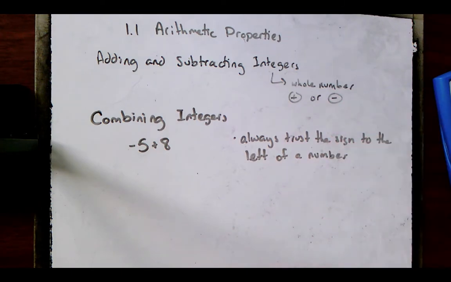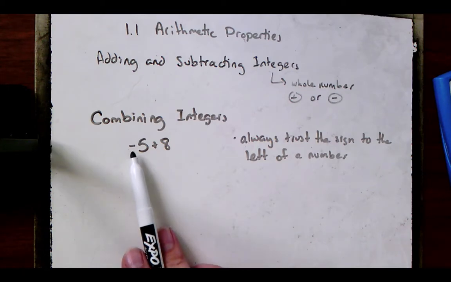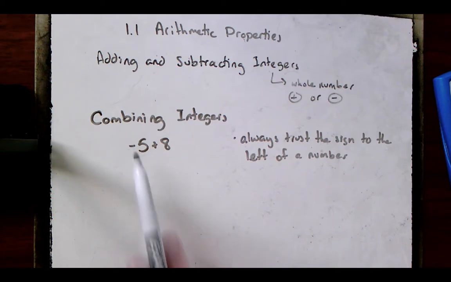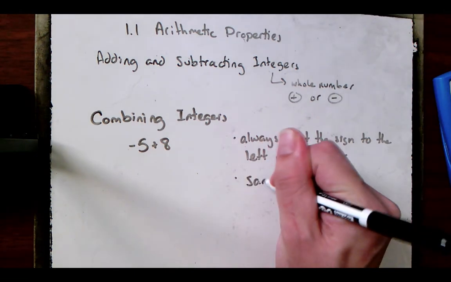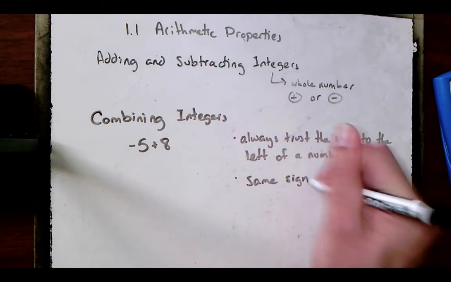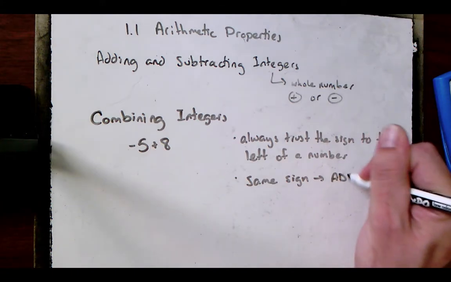In this particular problem, our 5 is negative and our 8 is positive because we're trusting the sign to the left here. And of course, we know if a number's out in front and it has no sign, then we just assume that that value is positive. And then here are our two rules. Values that have the same sign, we're going to add and keep that sign.